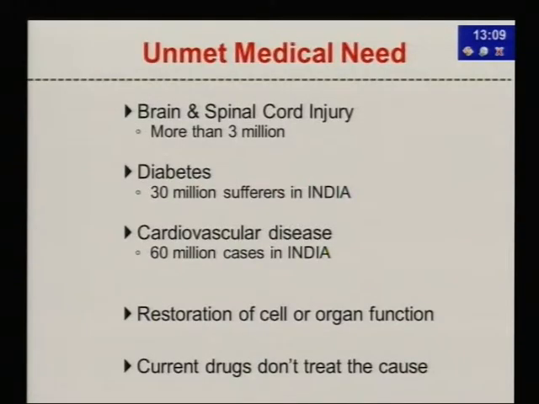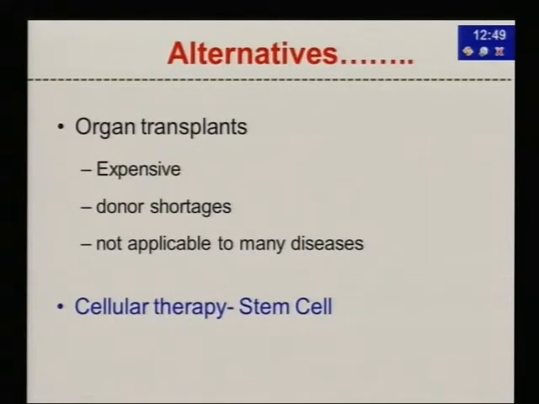In a global scenario, these are some of the diseases which I have marked here, which is making India really a huge financial burden. In all these diseases, there are certain organs, tissues and cells which are destroyed, and some of the current drugs and treatments are not able to fulfill their target. So what is the option left for us?